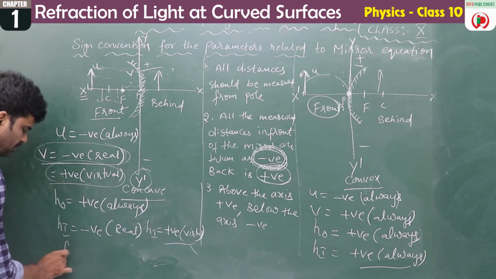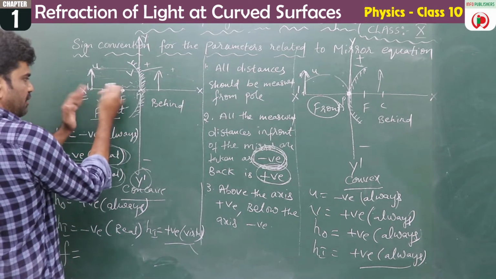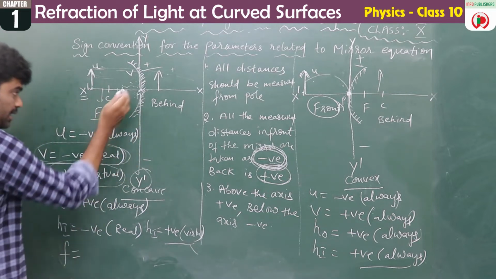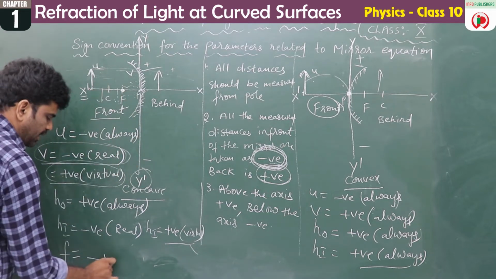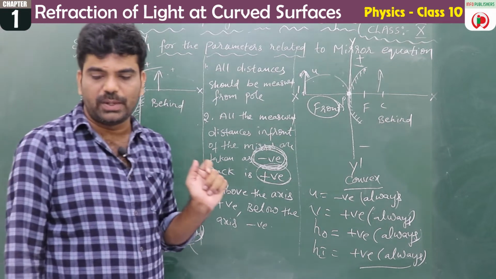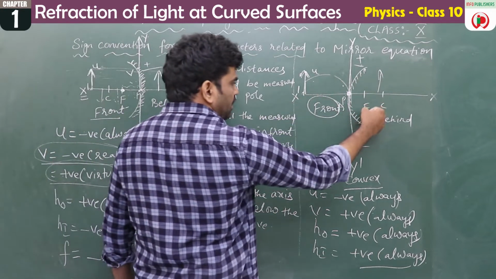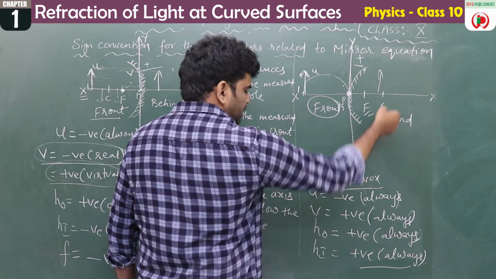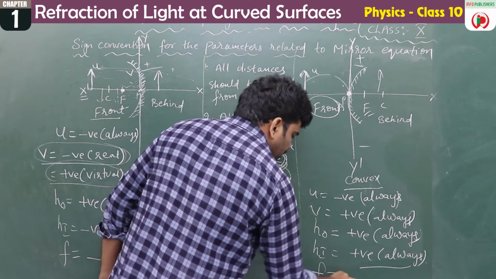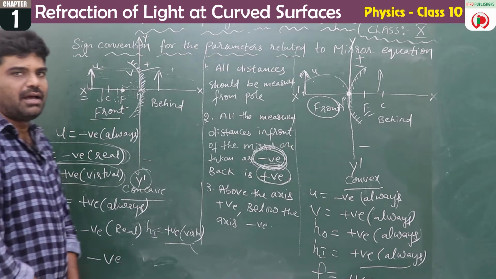Now let us go for the focal length. The focal length is in front of the mirror. In front means you will get negative values. F is negative here, and in this case F is positive. Why? Because the focal length P and F is present here, so F is positive.